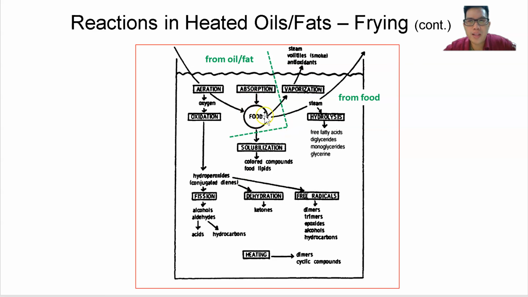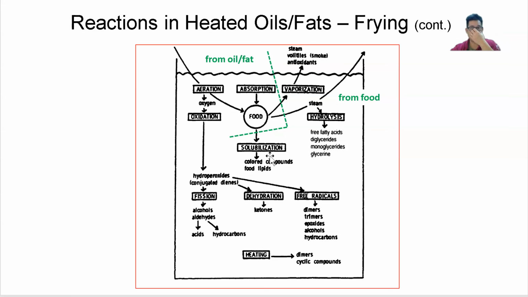Not only that, certain components from the food start to solubilize in your oil. It can be color compounds, it can be flavor, and so forth. Sometimes this can be desirable, because whatever you have cooked before, if you deep fry again, the flavor can actually go into your products.